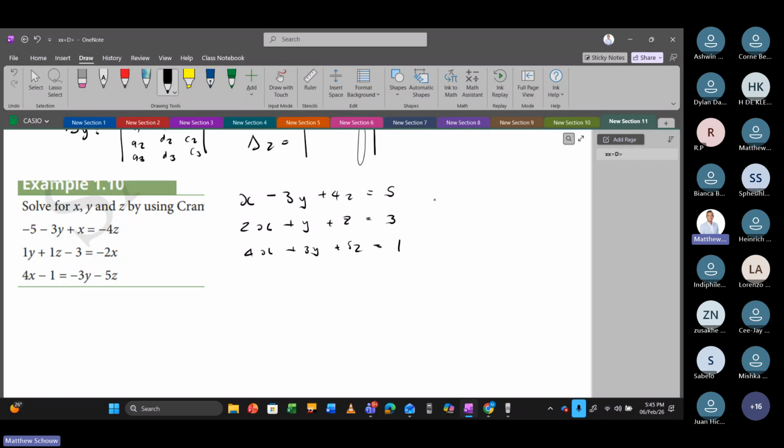So let's copy the procedure. Remember what we need: delta 0, and delta x, y, and z. The main one is always delta 0, because it gets divided into each of these other determinants. Let's begin with the third order determinant. When we do the constants, we just remove them. So we're left with the coefficients 1, negative 3, 4, 2, 1, 1, 4, 3, and 5.